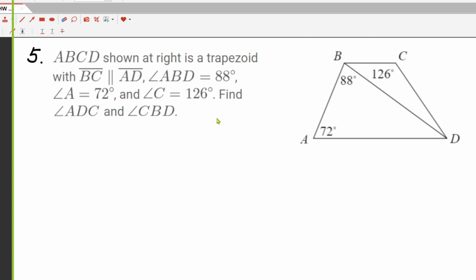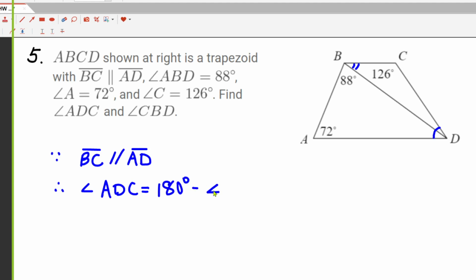Question number 5. ABCD shown at right is a trapezoid with BC parallel to AD, angle ABD is 88 degrees, angle A is 72 degrees, angle C is 126 degrees, and it asks you to find angle ADC and angle CBD. Okay, so we have a pair of parallel lines, BC parallel to AD. Then angle ADC must equal 180 degrees minus angle C, or BCD, right? And then that's 180 degrees minus angle C, which is 126 degrees, and this gives you 54 degrees.